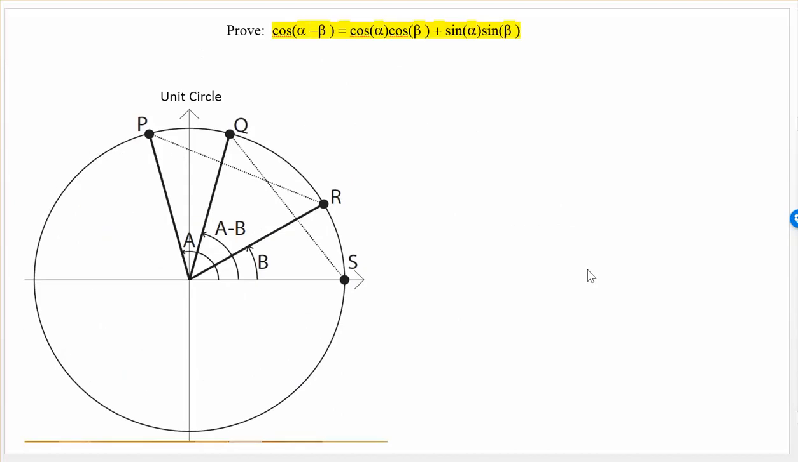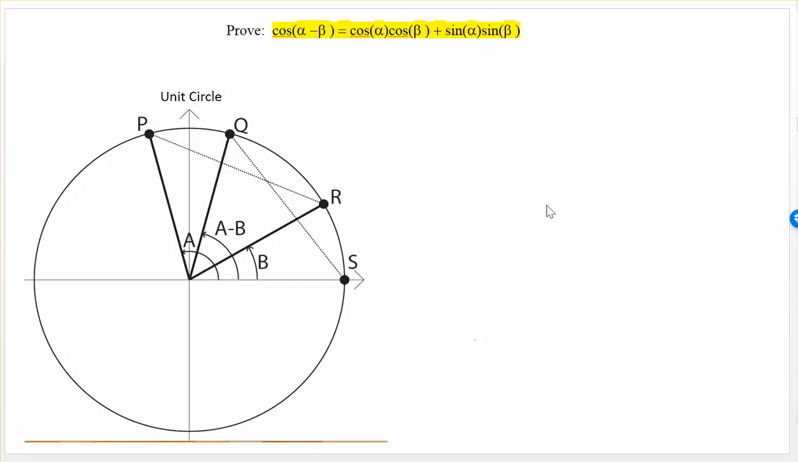Now, what are we going to do to prove that this works? Now that we know why we want it, how do we prove that it does work? And it all comes from this unit circle. So on the unit circle, we have labeled the angle A, which is going to be our alpha, the angle B, which is going to be our beta, and the angle A minus B, right here, alpha minus beta.